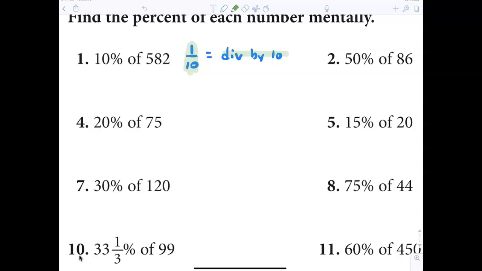So what is the answer to number 1? It's going to be 58. There you go, 58.2. So now we're at 58.2. Max, how's that for you? All right, Xavier.